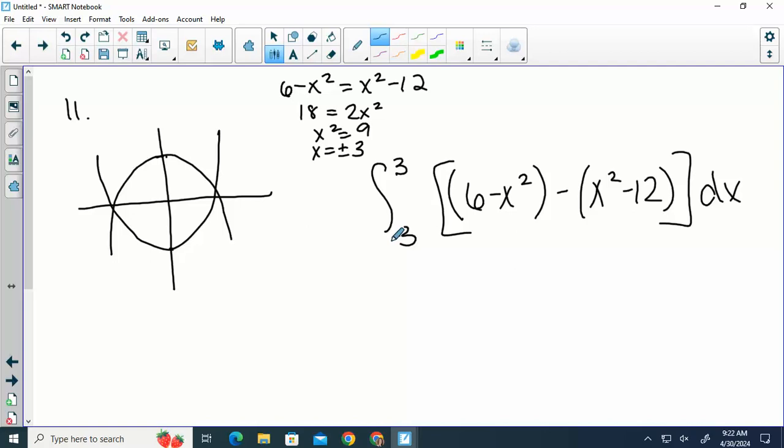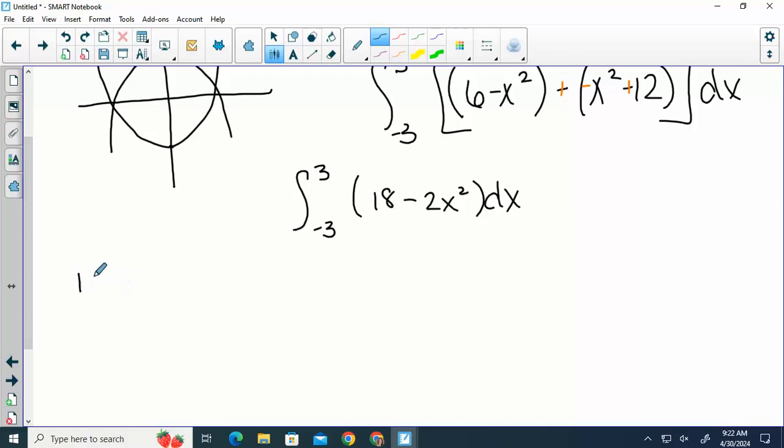Now, areas, we aren't doing any of the extra like pi r squared stuff. We are just integrating top minus bottom. So you could straight integrate from here. Probably would not be a bad idea just to simplify what we could. So then 6 plus 12 is 18. Negative x squared minus x squared is negative 2x squared. Antiderivative of 18 would be 18x minus 2/3 x cubed.